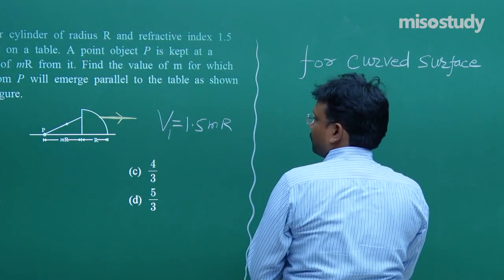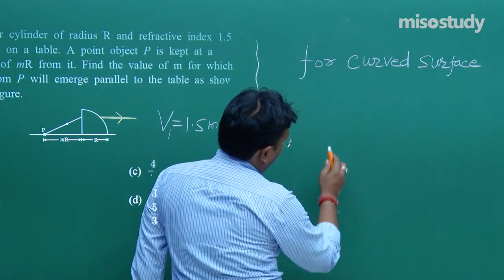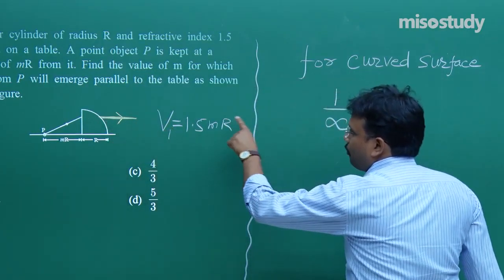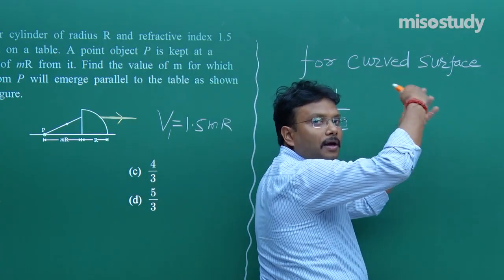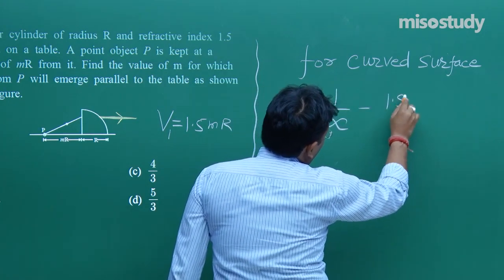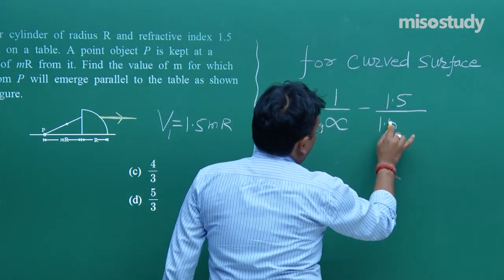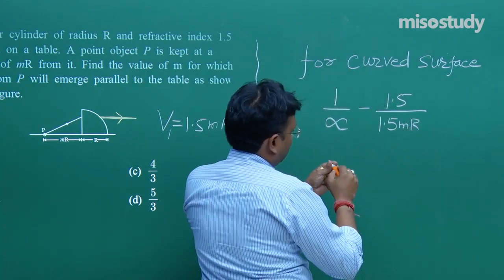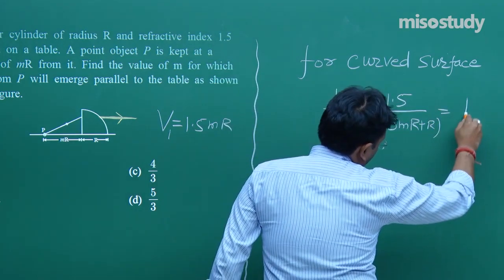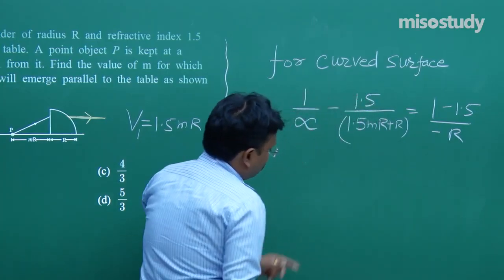For the curved surface, again we are going to use this formula, that is 1 upon infinity. Why infinity? Because image formation will take place, I don't know where, at infinity. Fine. So, 1 upon infinity minus 1.5 upon 1.5 mr plus r within bracket is equal to 1 minus 1.5 upon minus r. Fine. So, let us try to solve it.